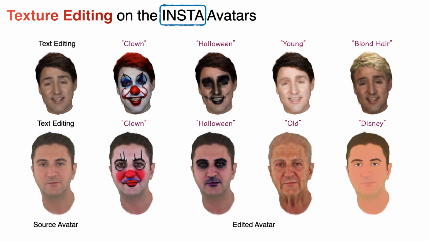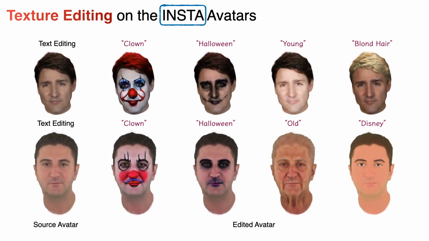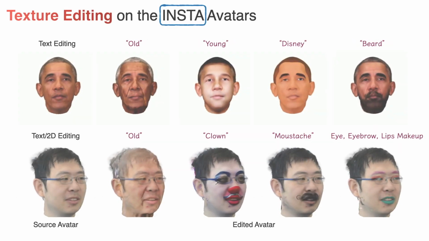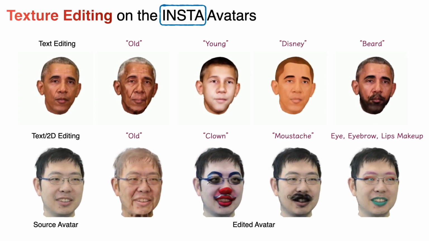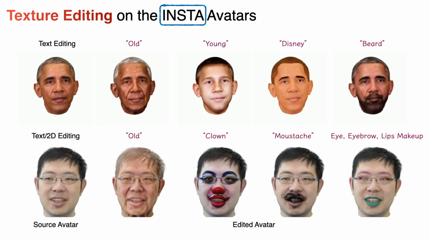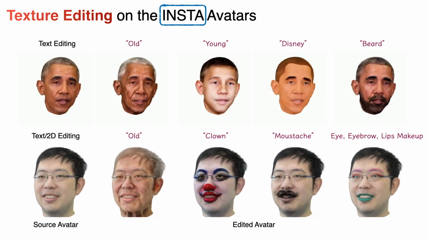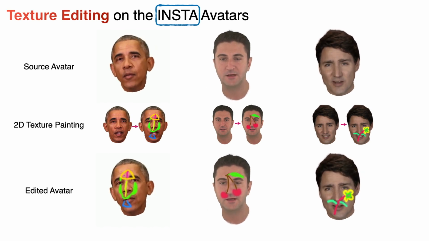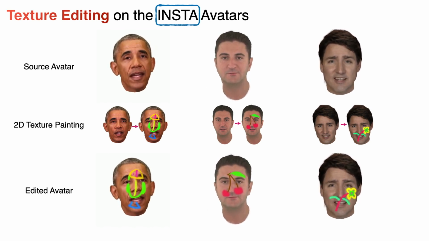Now we show examples of texture editing. Our method can edit the 3D avatar with a text prompt. We show more results of text-driven texture editing. We can make a person become old or young. We show examples of pattern painting. As you can see, we can paint a complicated pattern on the whole face.